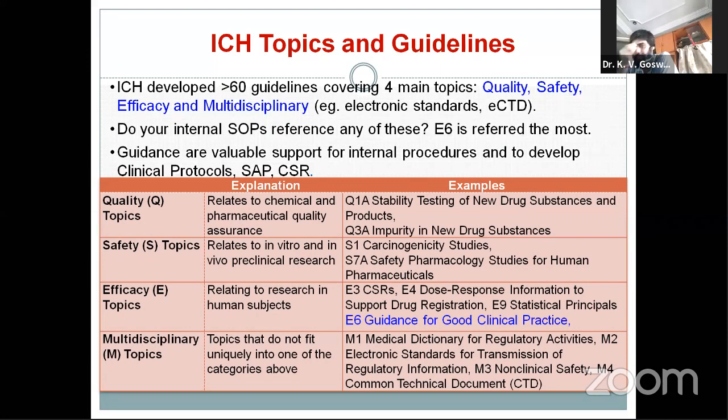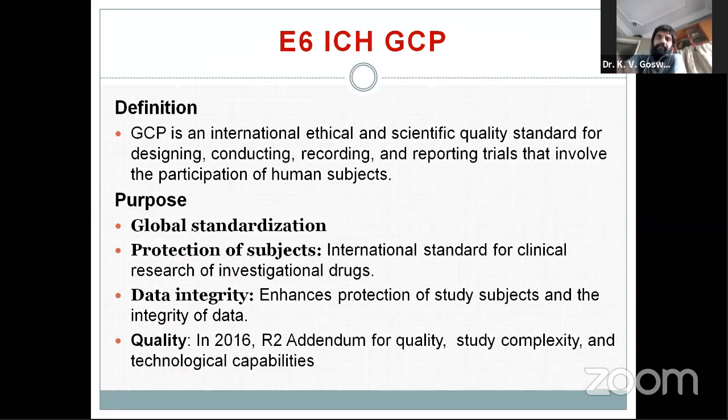And to be honest with you, mostly in the internal documents and internal SOPs, E6 is the one which is referred to the most. The guidances are valuable support to develop internal procedures and also to develop the clinical protocols, CSRs, and statistical analysis plans, and follow them so that it's easier to respond from a sponsor perspective. So then let's just touch base a little bit on the E6 guidance.